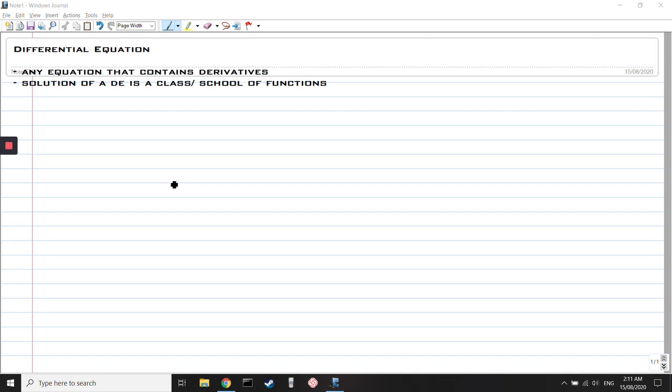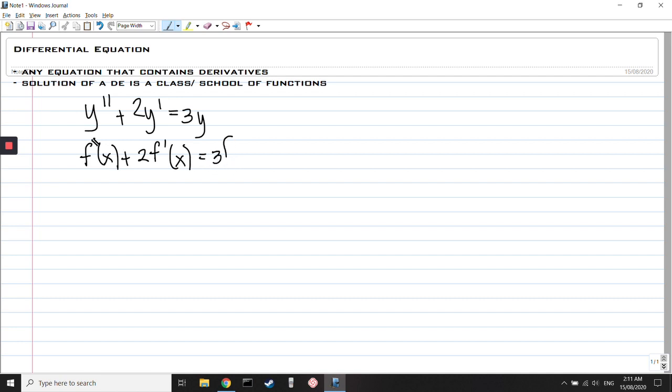A differential equation is an equation that contains a derivative. An example is y double prime plus 2y prime is equal to 3y. Or in terms of a function, the second derivative of a function of x plus 2 times the first derivative of the function of x is equal to 3 times the function of x.